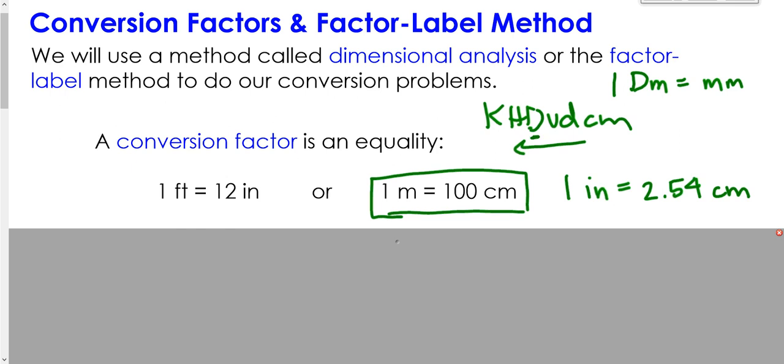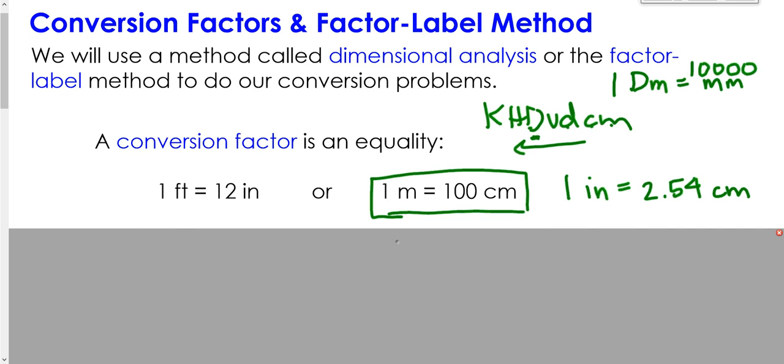I'm going to look at where a decimeter is, and I'm going to count how many letters over it is to get to millimeter. So 1, 2, 3, 4. That means that after my 1 for millimeter, I'm going to have 1, 2, 3, 4 zeros. That's how I come up with a metric to metric conversion factor.